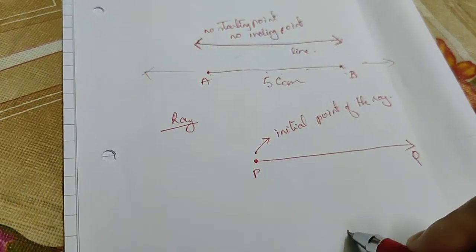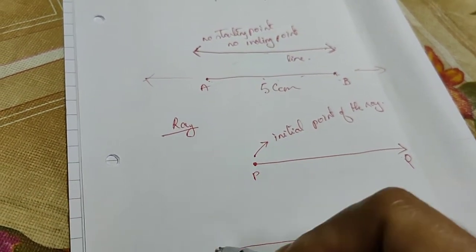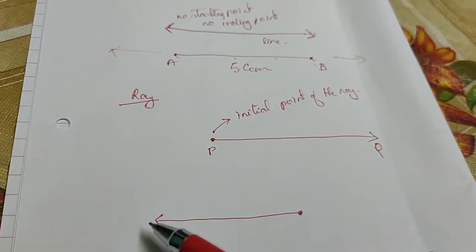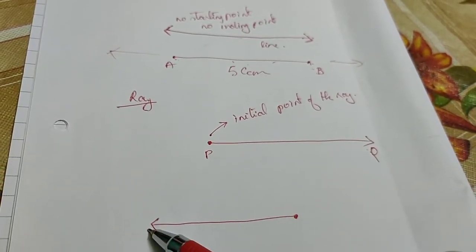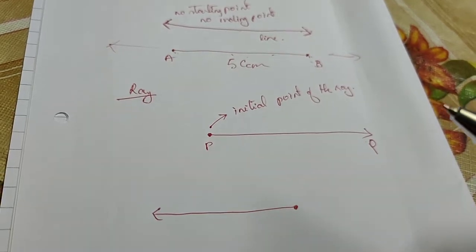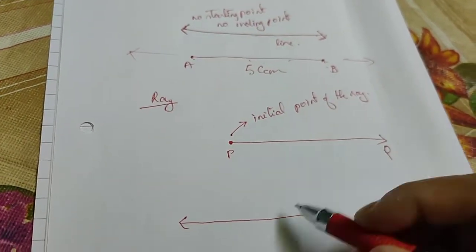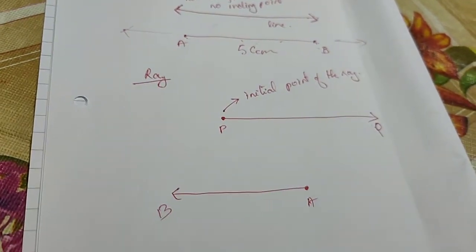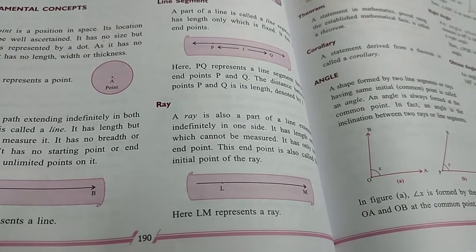Or you can draw it this way also, any way is okay. But it must have one starting point and one indefinite length, marked with an arrow, and you can name it also, say AB. It can be like that. So I hope the ray is clear to you.